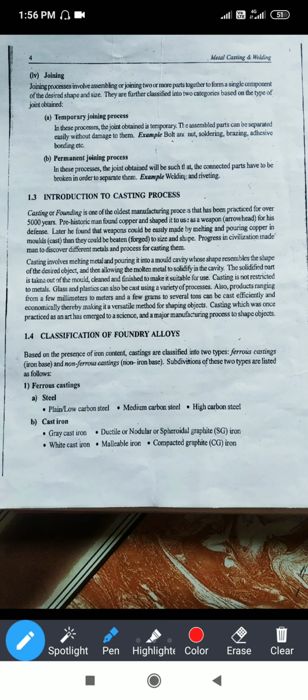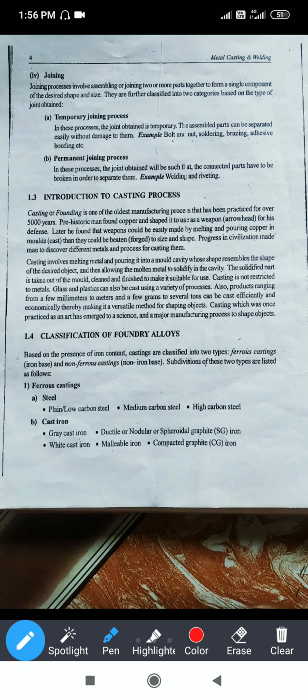So there are bolts and nuts, and screws. By reversing the screw you can release the two parts. These types of joints are called temporary joints. Now the second one is the permanent joint process. In this process the joint obtained is such that the connected parts have to be broken in order to separate them.